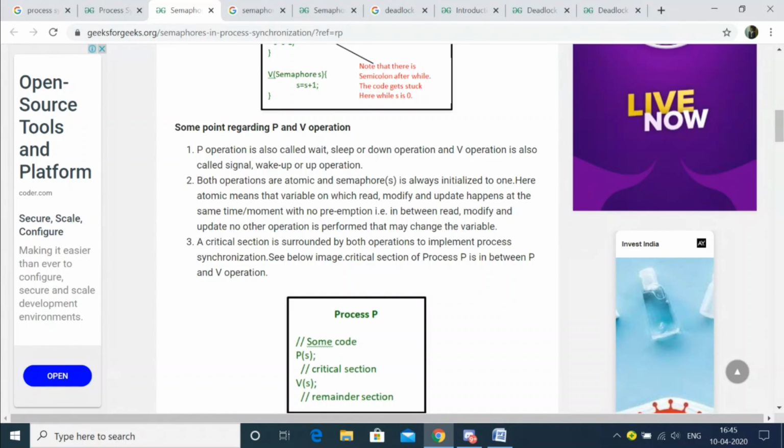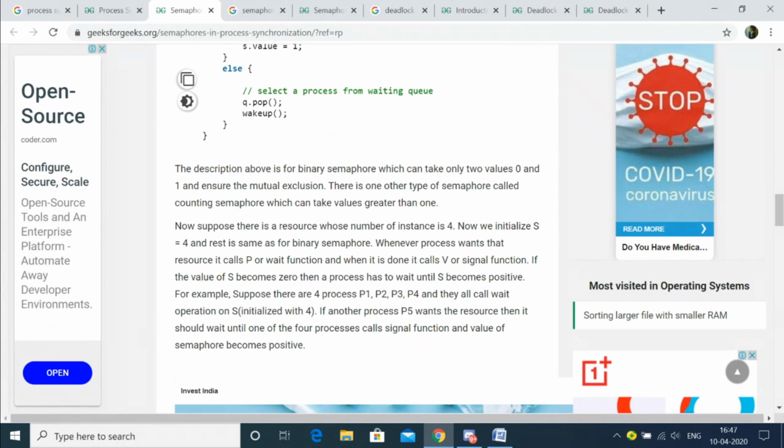So in this case, it will not check for 0. It will just check whether the number of processes is lesser than the total number of processes. Let's say 4 processes are there, and all of them have called the wait operation. If another process wants the resource, it will have to wait until one of the 4 processes calls the signal function and the value of the semaphore becomes positive.